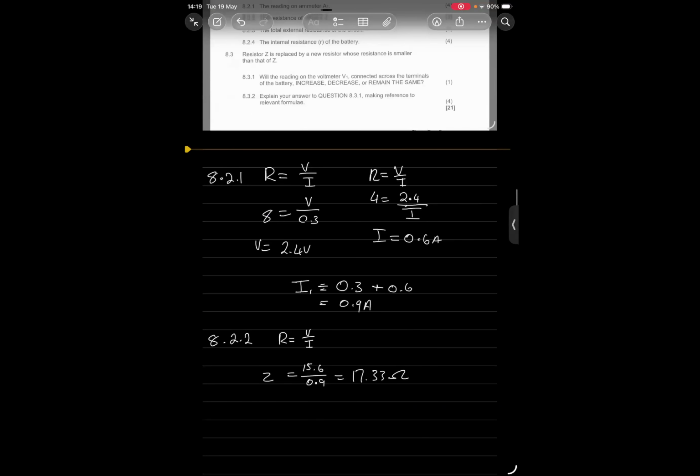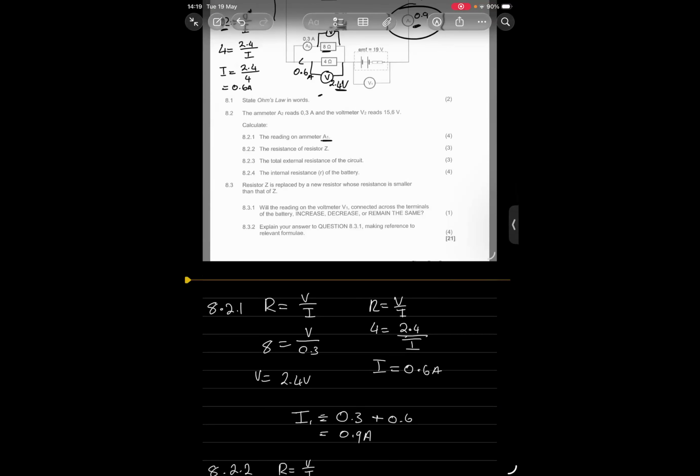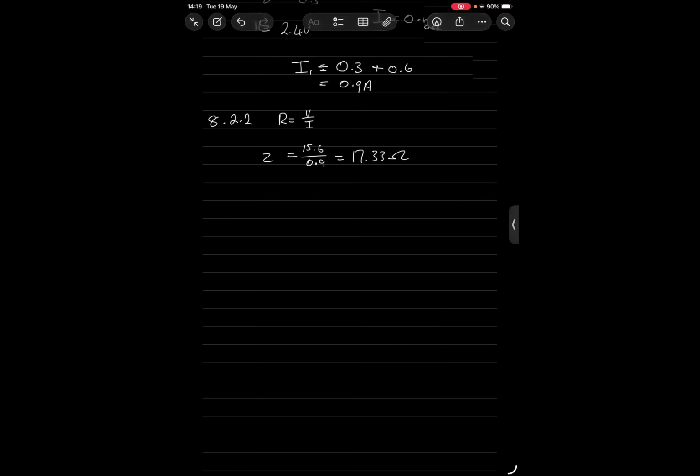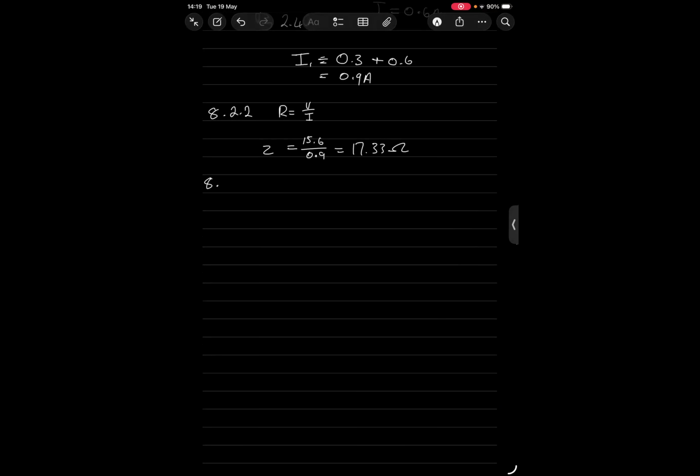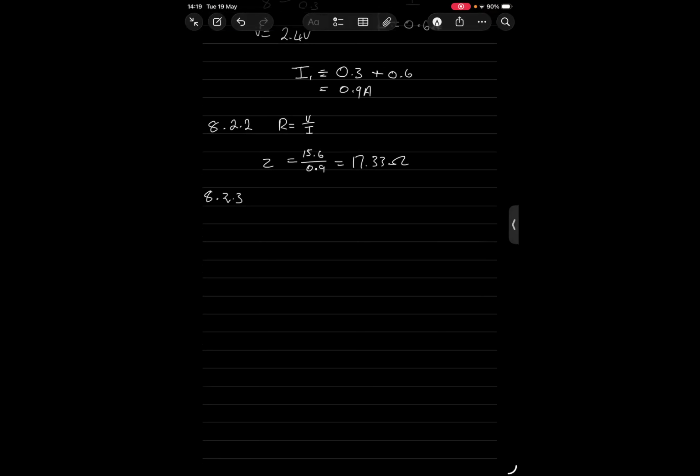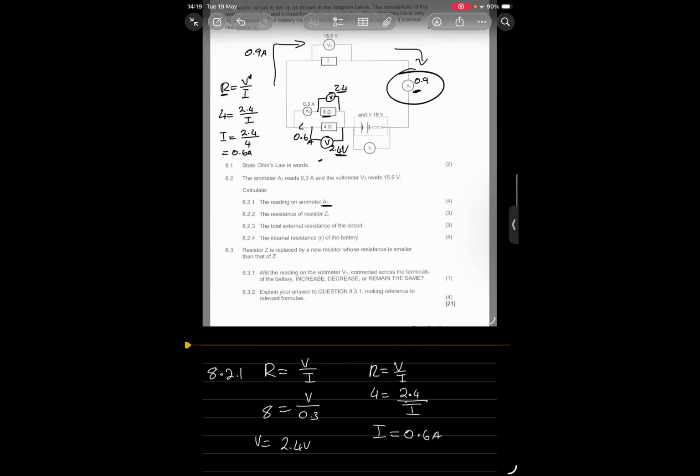So now calculate the total resistance of the circuit. Now we are going to 8.2.3. Calculate the total resistance of the circuit.